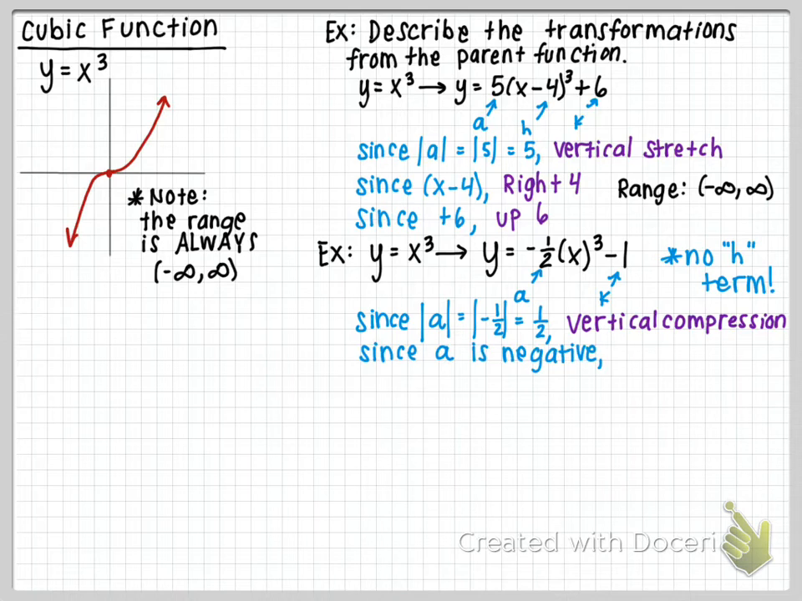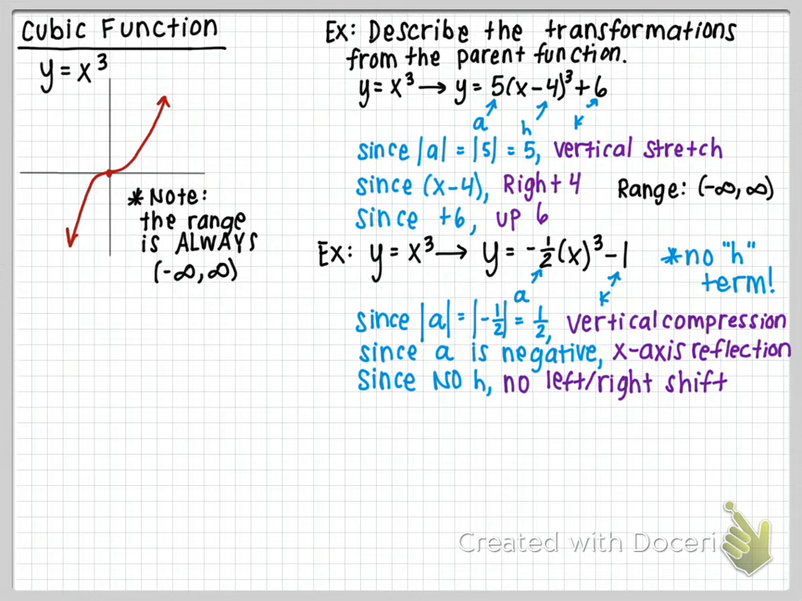Okay? Now, since a is negative, look at your screen really quick. See right here? See how it's negative 1/2? So that means it's going to have an x-axis reflection. Since there's no h, does it move left or right at all? No. We're not moving left or right. It's staying right there in the middle on the 0. We're not moving left or right because there's no h. Now, since k is negative 1, we're going down 1. Cool. Okay, hopefully you guys understand this. Now, what's the range, always, for cubics? Negative infinity to infinity. All right.